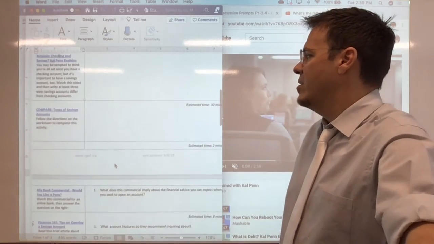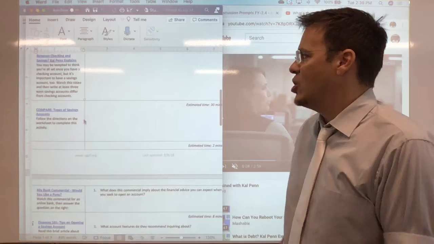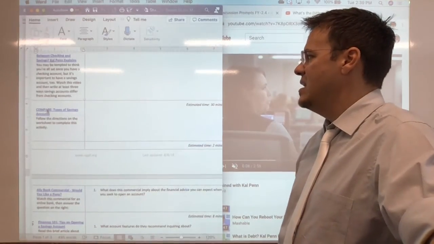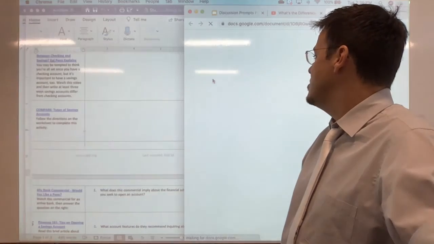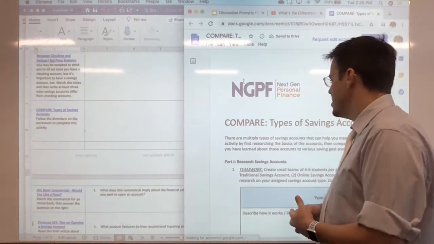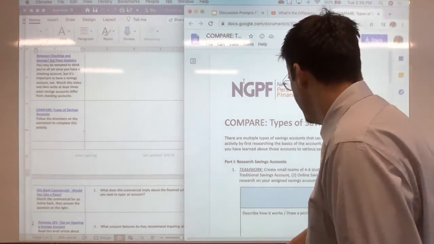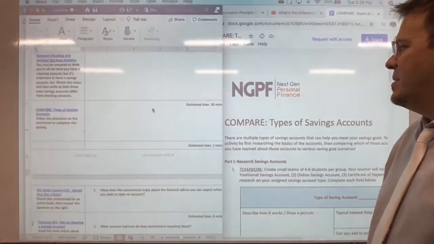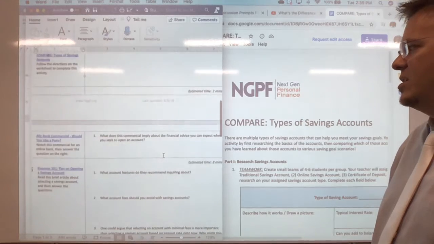Compare. Once again, this is part of that longer activity that we're going to be doing. We're not actually going to be doing this in class. It would be nice to do this, ladies and gentlemen. We will talk a little bit about this. The problem is that this becomes a giant research project with teamwork and teammates. It'd be great if we could, but unfortunately, we're not at that point.